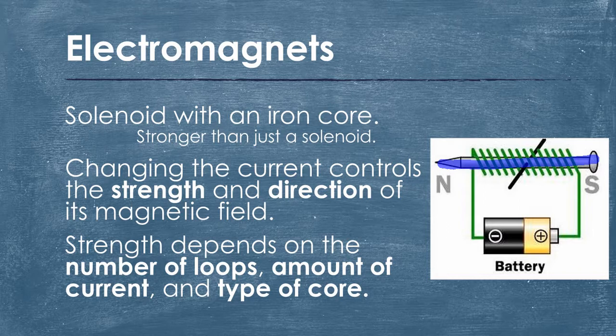Changing the current controls the strength and the direction of its magnetic field. The strength itself depends on the number of loops, so how many coils you have, the amount of current, how strong your battery is that you're powering, and the type of core, what you actually wrap those coils around.